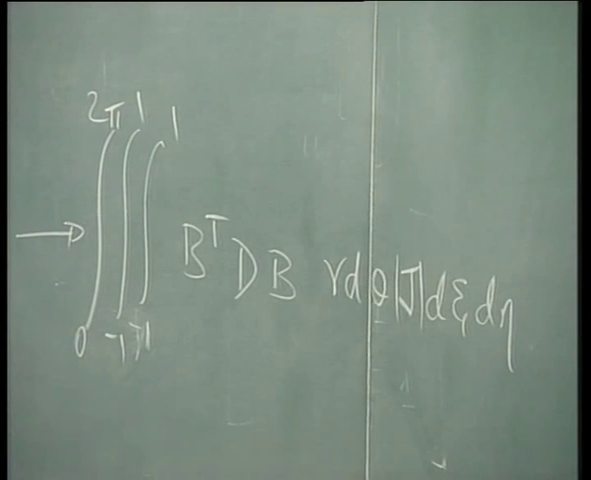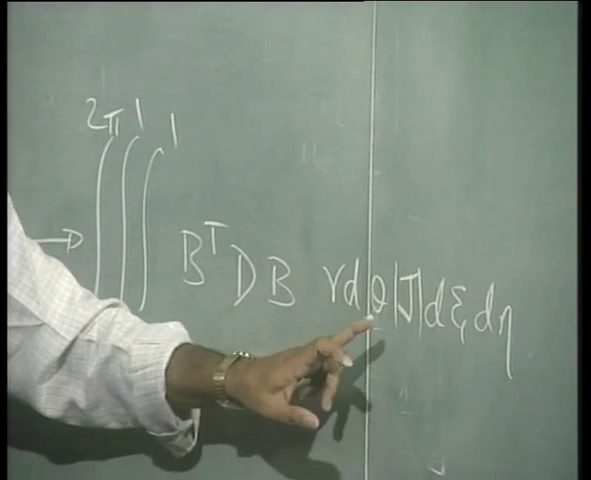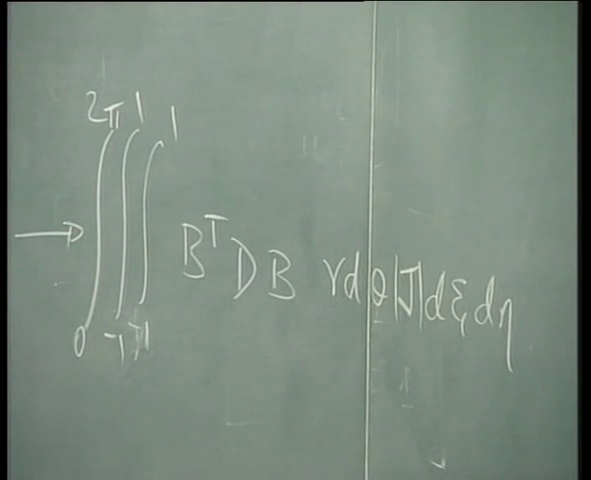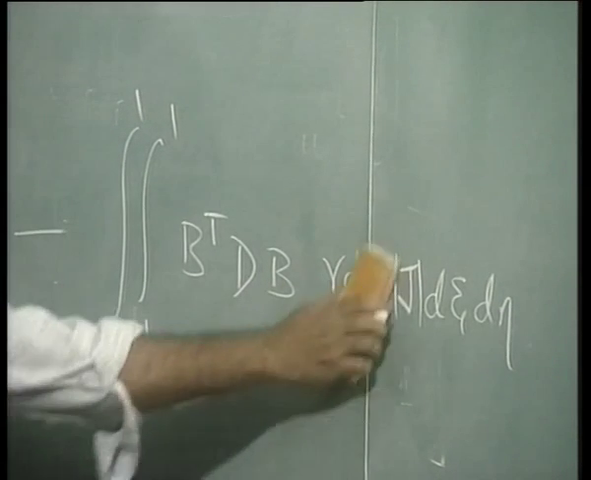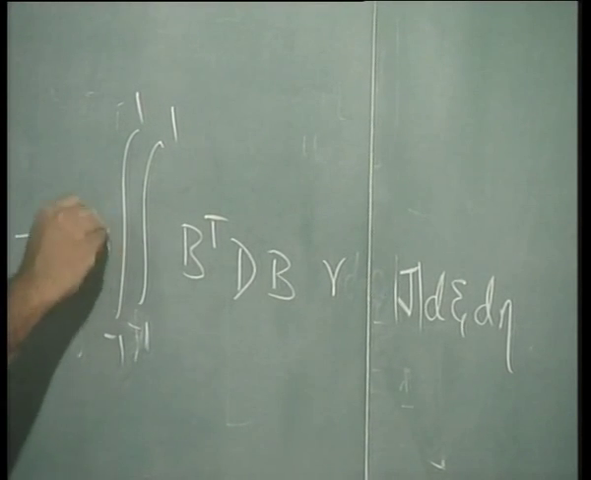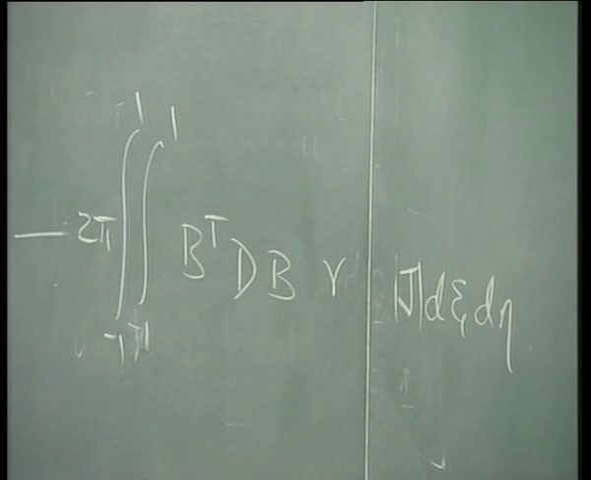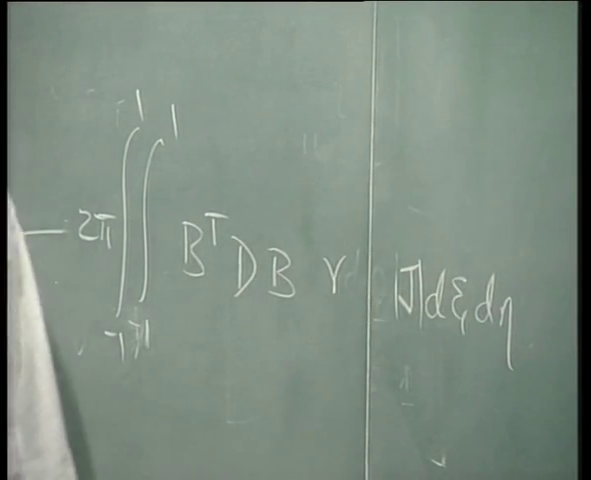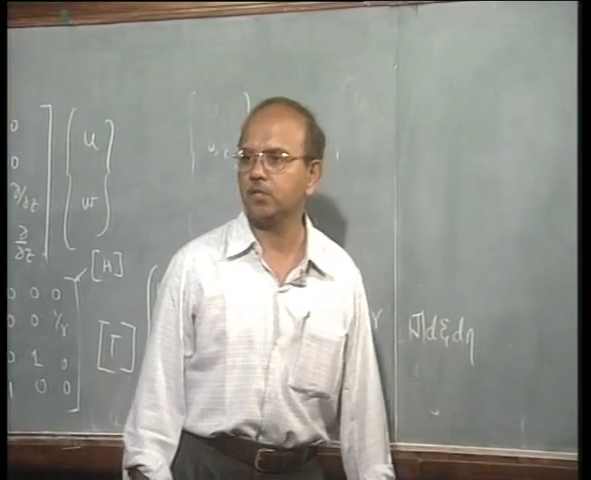Is it clear? Now d theta is independent, so that factor can come out, so 2 pi can come out. So you can have 2 pi out, and then you have an equation of this form. Now the only question is r. R is the radius. Where do we get this radius now?